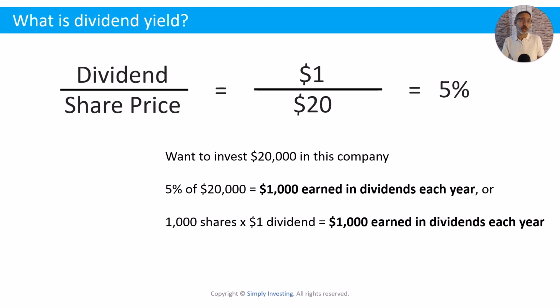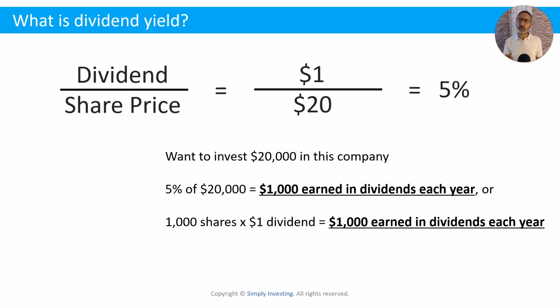That means you can buy 1,000 shares. So 1,000 shares multiplied by the dividend of $1 gives us the exact same number that I just mentioned before. And that comes out to $1,000 in dividends each year, right? So whether you take 5% of your total investment or you calculate how many shares you're going to buy and multiply that by the dividend per share, you're going to come out to the exact same number.